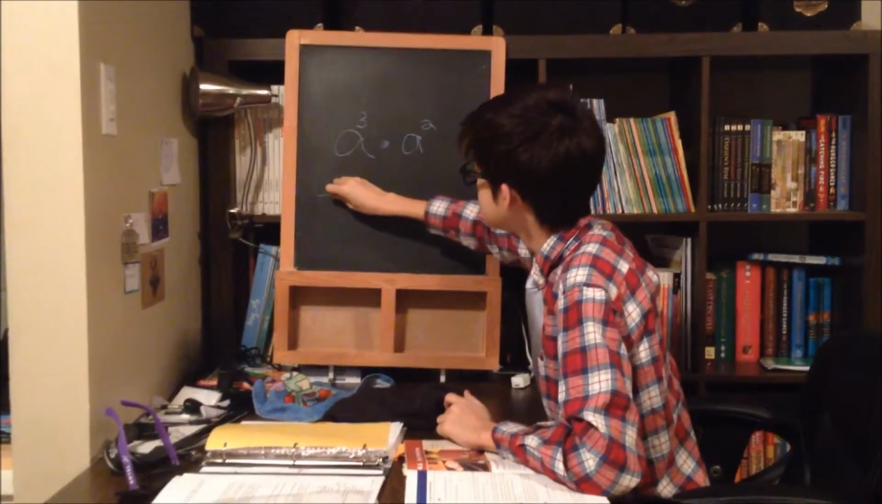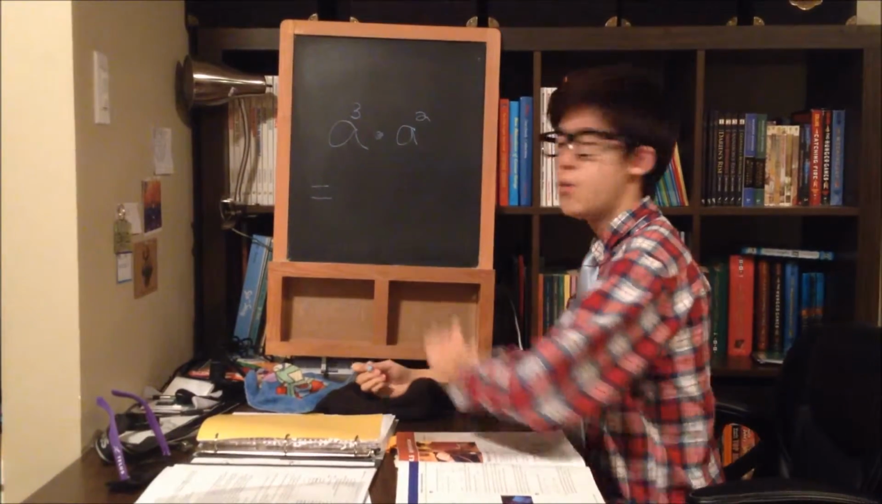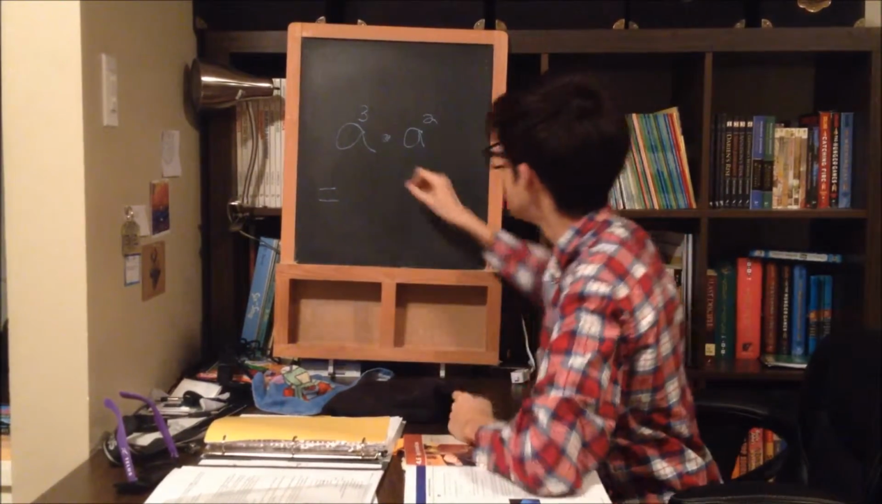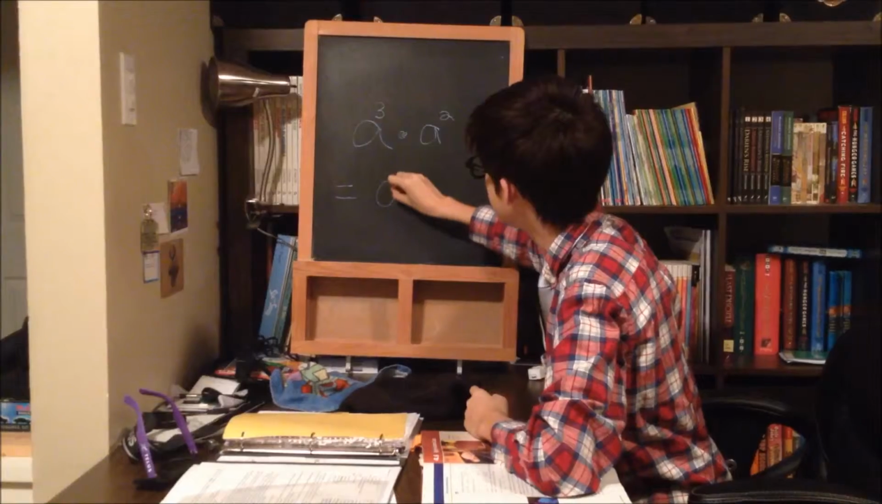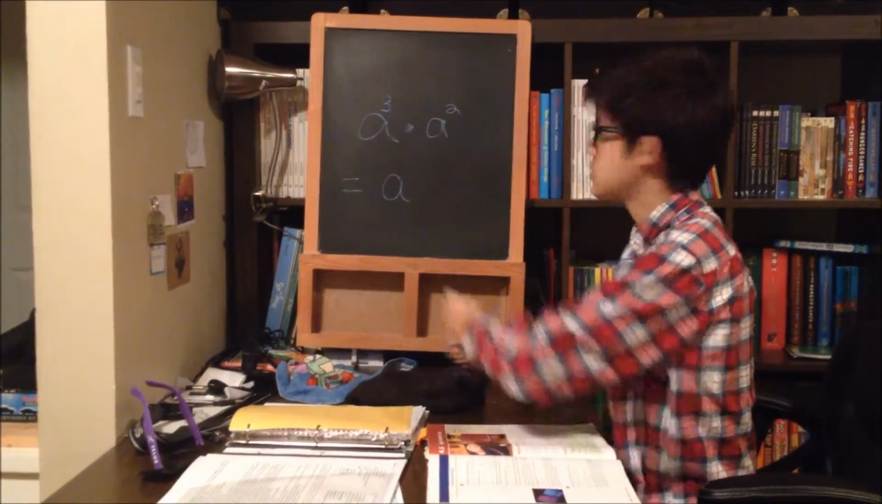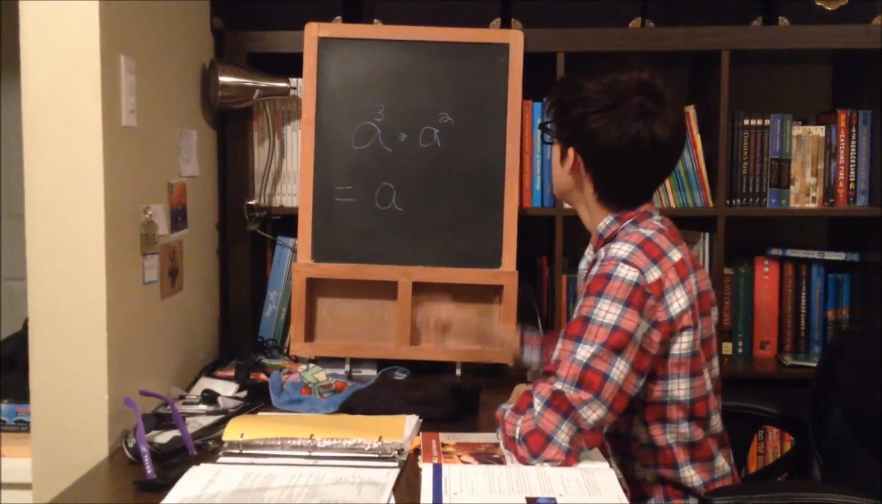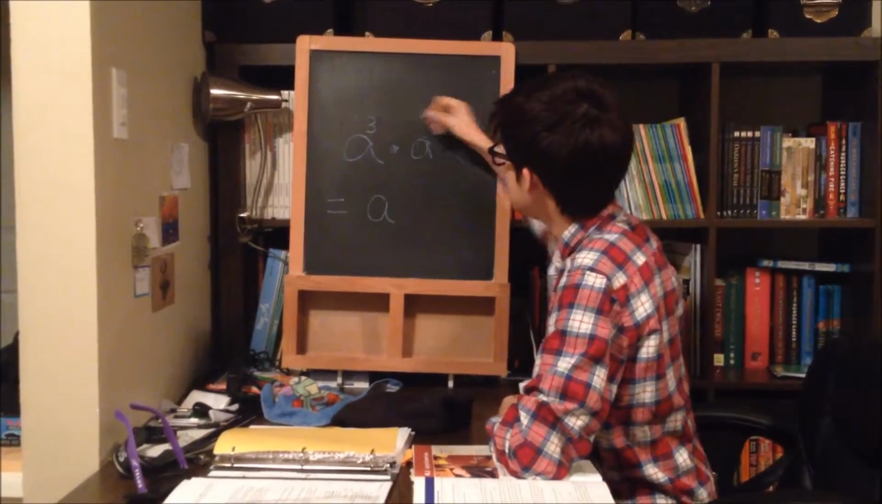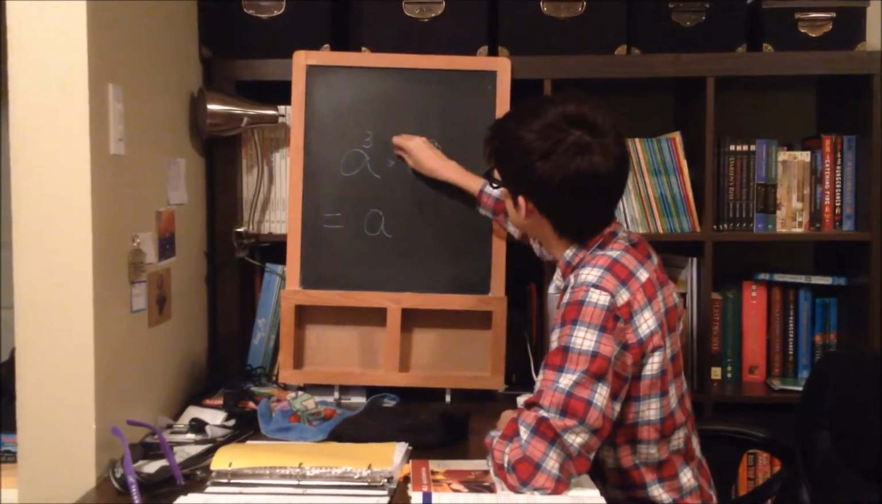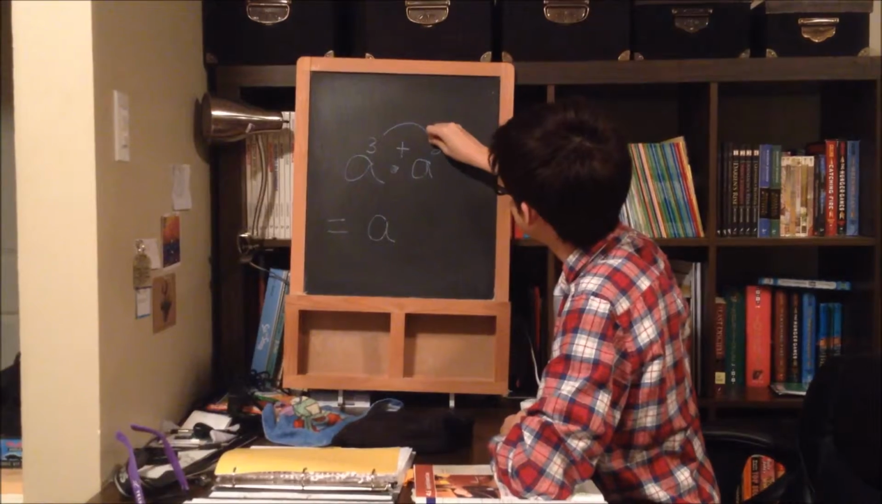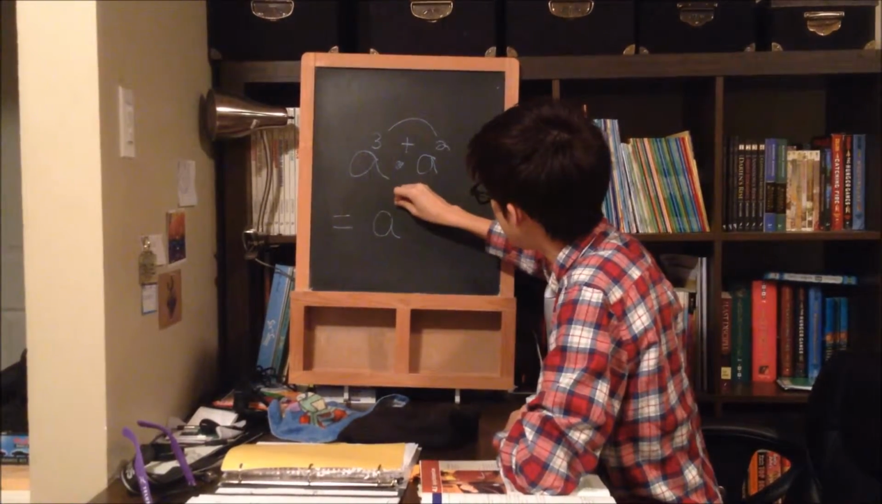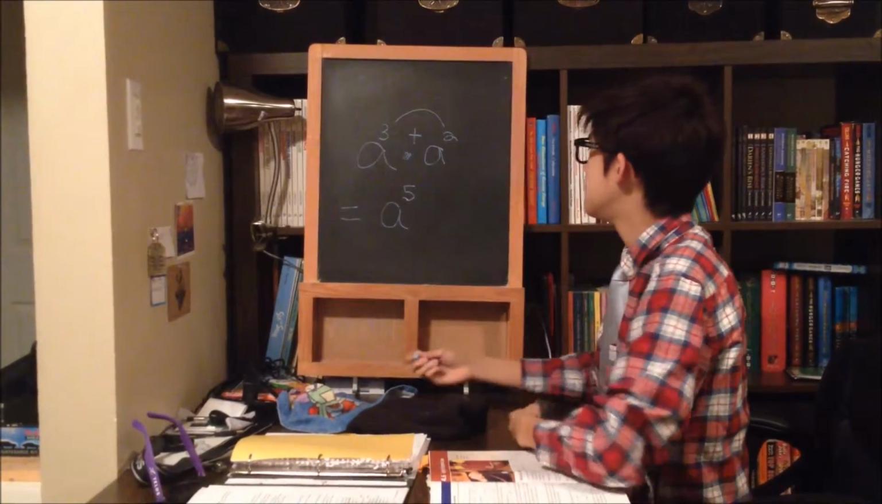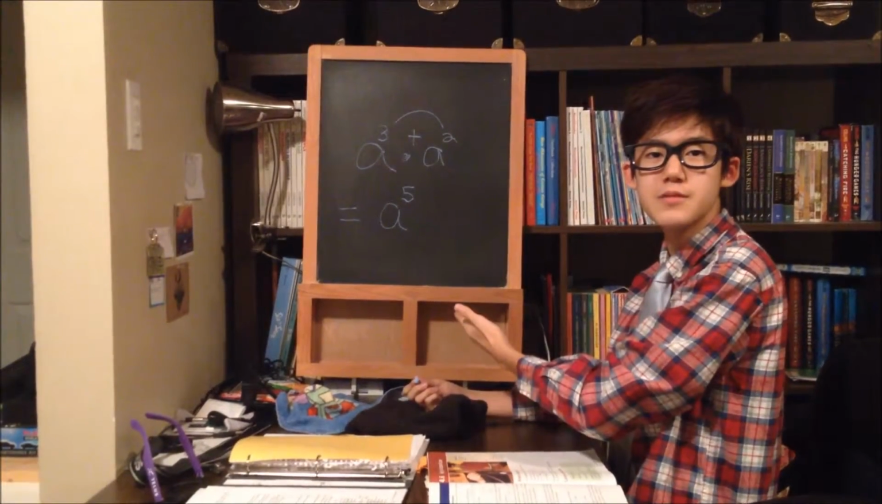Now doing this is actually very simple. When the bases are the same, you just need to write the base down. Nothing special, just write down the base. And then when you have these two exponents, all you have to do is add them together. 3 and 2, you just add them together, which gets 5. So simply, your answer is a to the power of 5.